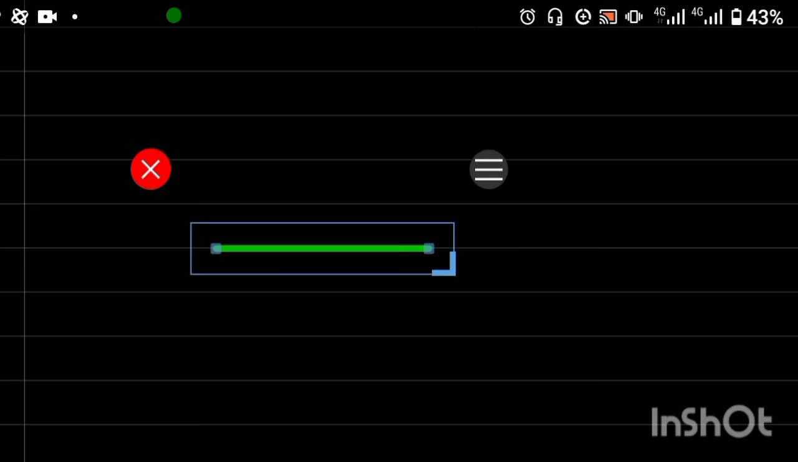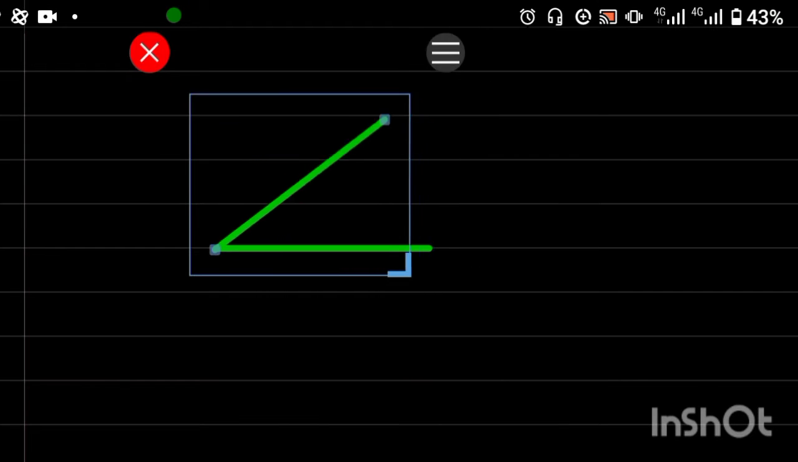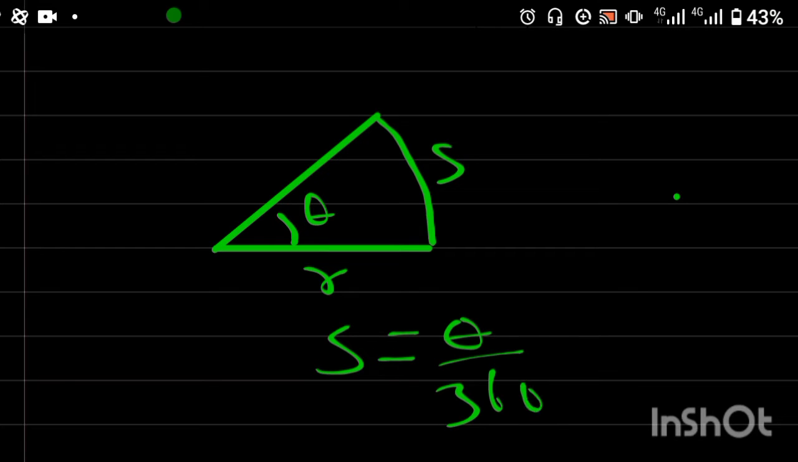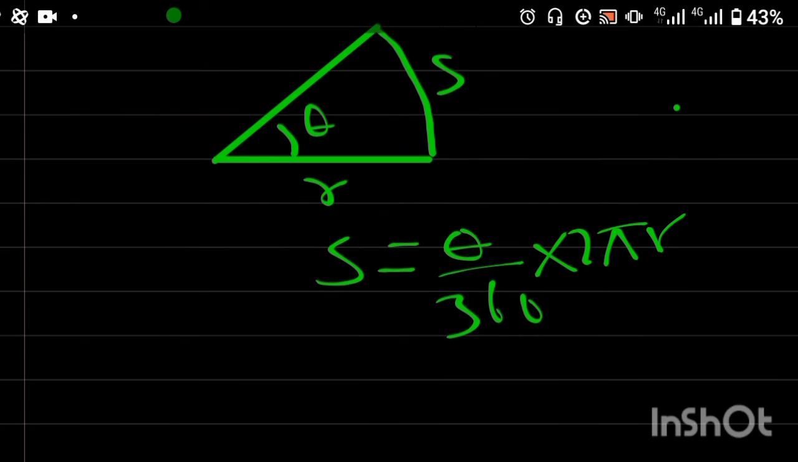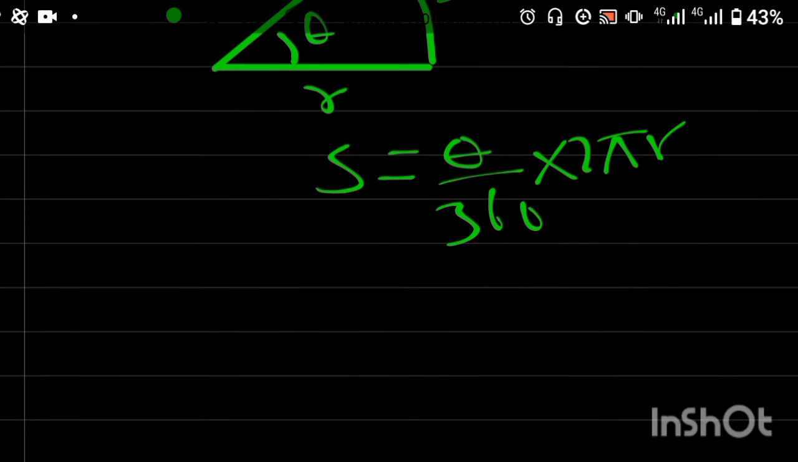Let us draw the sector of the circle formed as a result of the movement of the ball. This is my S, while this is my theta. Here is the radius of the circle. From normal algebra, we know that the length of arc is given as theta over 360 times 2 pi r. This is length of arc in terms of theta and radius of the arc on which the object is moving.